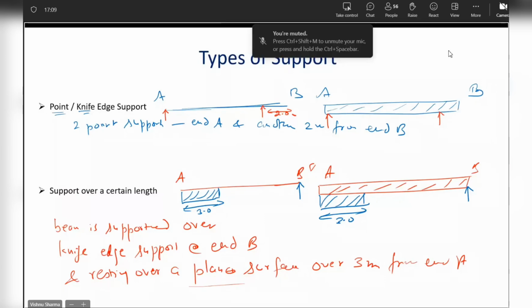Guys, any doubts on the types of supports that we are going to deal with? Whatever I have said until now, is that all clear? Can you confirm if it's okay up to this point? Yes, sir.